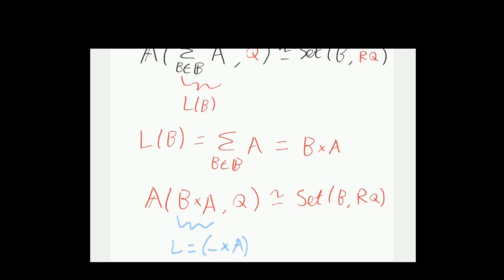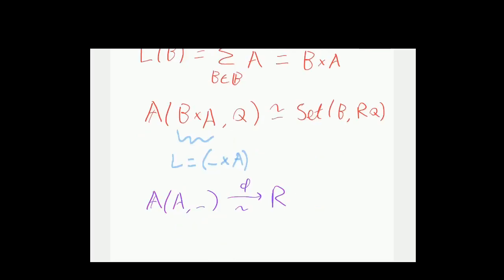But what is A here? Well, if you remember, what we were assuming is that A is this object which gives us this Hom functor which is naturally isomorphic to R. In other words, A is the representing object of our forgetful functor. In other words, in this case, A is our dynamical system of natural numbers. And so now we've solved our problem.